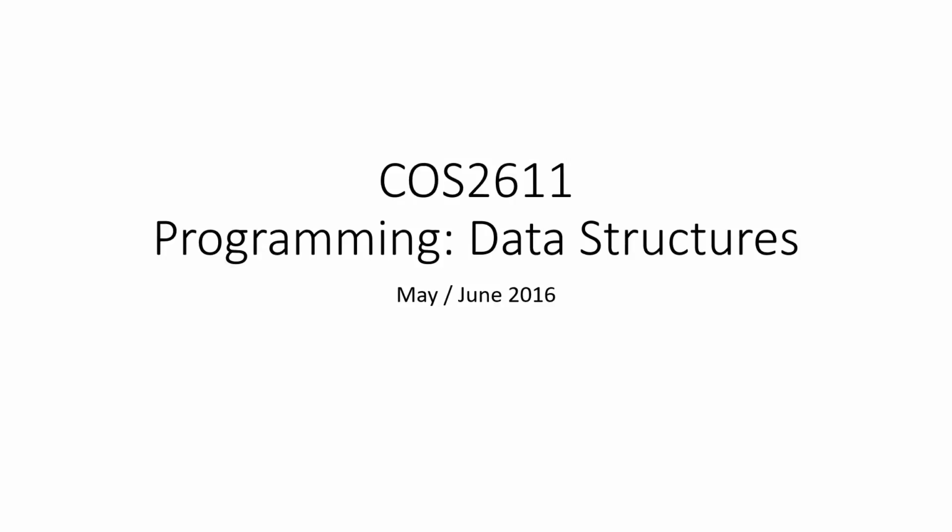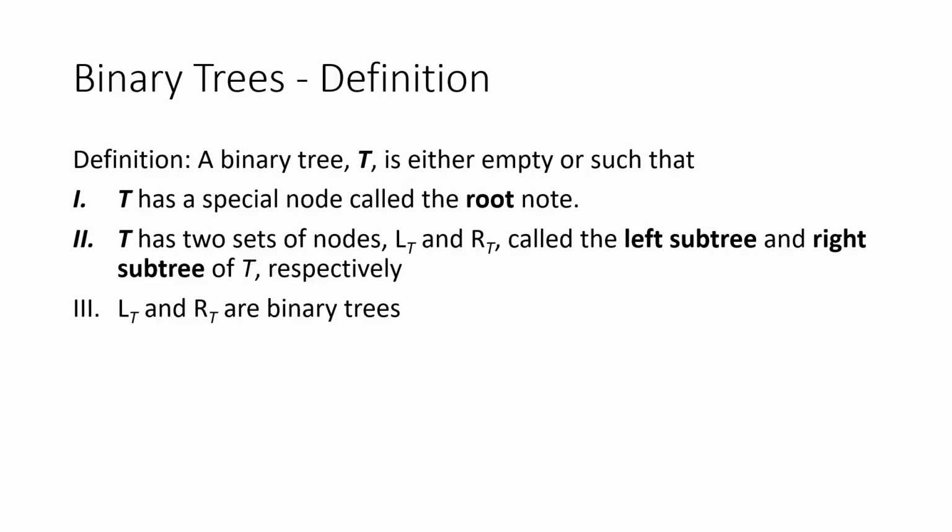So first I'm going to cover the binary tree definition. A binary tree, T, is either empty or such that T has a special node called the root node. Number 2, T has two sets of nodes, called the left subtree and the right subtree of T, respectively. Left and right are binary trees. Okay.